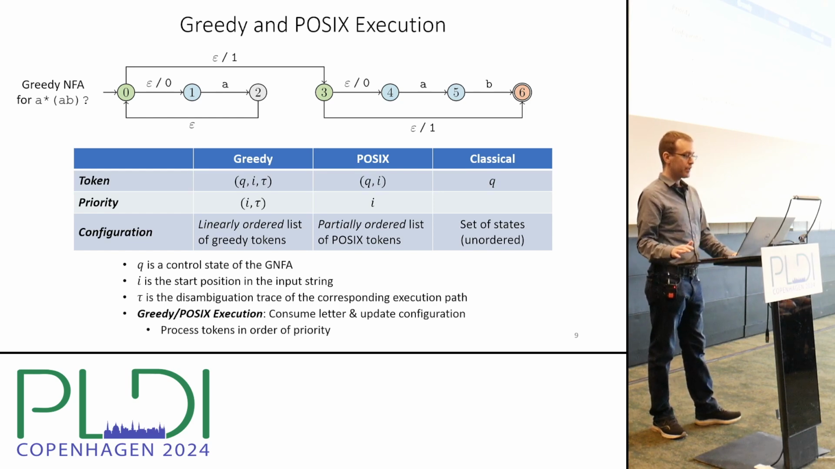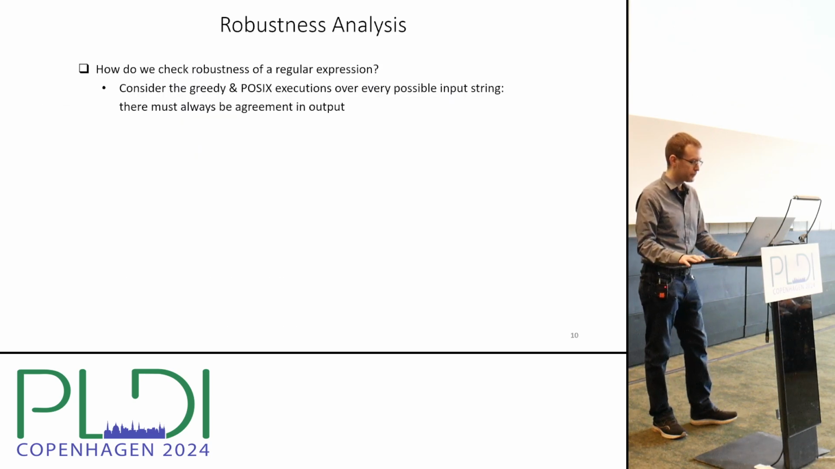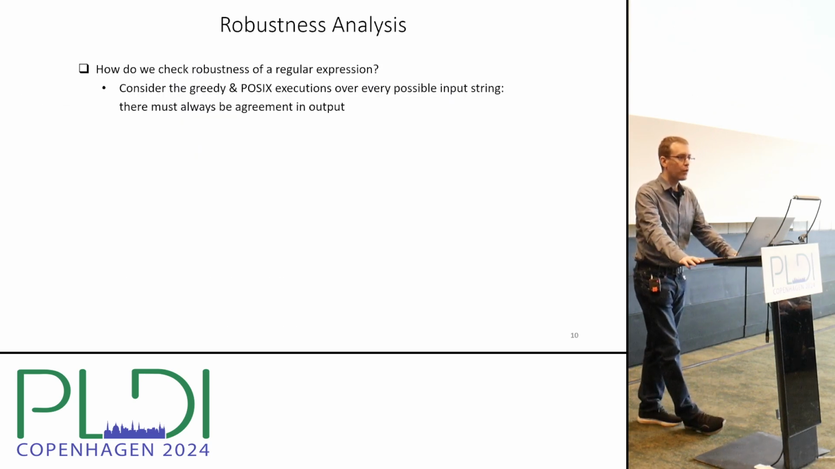Both for greedy and for POSIX execution, at every step of the computation, we consume a letter and we update the configuration. And here's where priorities come into play. At every step, we process the tokens of a configuration in order of priority. So given all these things that I just mentioned, how can we actually check the robustness of a regular expression?